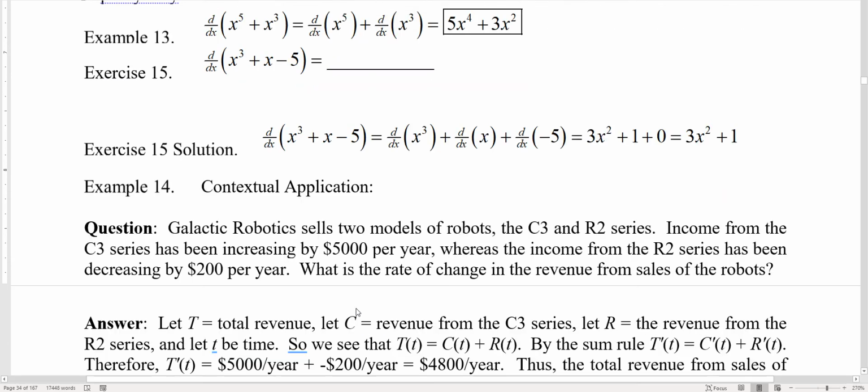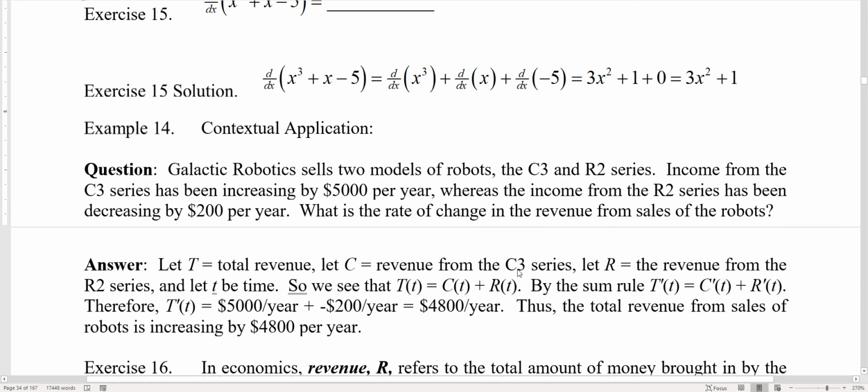Well, if T is the total revenue, C is the revenue from the C3 series, and R is the revenue from the R2 series, and t is time, we see that the total revenue is T of t equals C of t plus R of t, and by the sum rule, that's T prime equals C prime plus R prime, and we're given C prime and R prime. C prime is 5,000, R prime is negative 200. So that means they're gaining $4,800 a year. So the total revenue from sales is increasing by $4,800 per year.